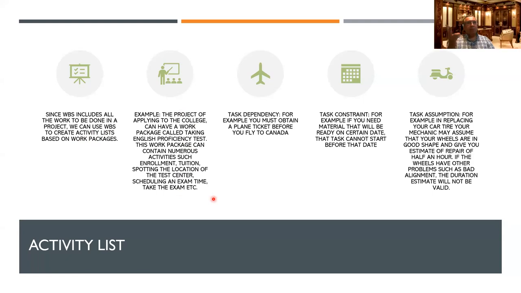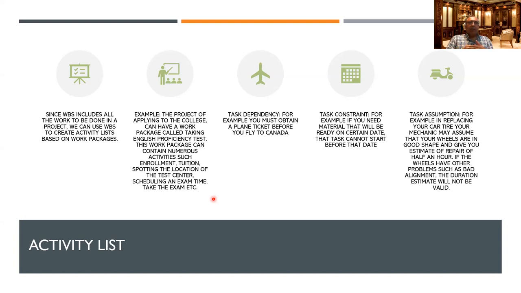And then task dependency. For example, if you got your visa, you want to come to Canada, you must get your plane ticket, right? Of course, you have to get your visa. If your passport expired, you have to get a new passport, you have to get your visa, then you have to get your ticket. Only then you can come to Canada. So those are dependencies. You cannot skip one. If you don't have a passport, you can't get the visa, you can't get the ticket, right? You have to have all three. So those are task dependencies that you have to define for the tasks.